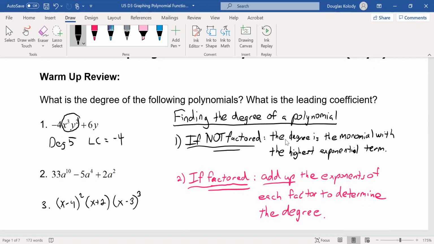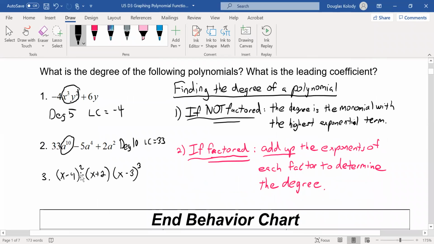Okay, for number 2, the degree is the term with the highest exponent. So that's 10. So this is a 10th degree polynomial. The leading coefficient is the 33 that goes along with it. Now look at number 3. It's a bit different. This polynomial is already factored for us.